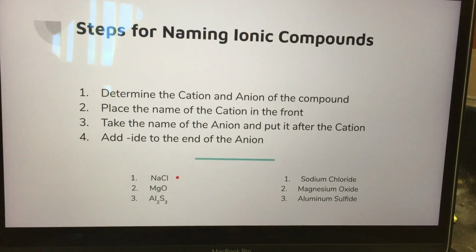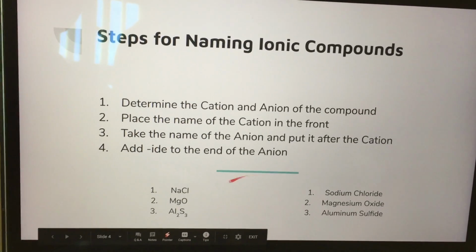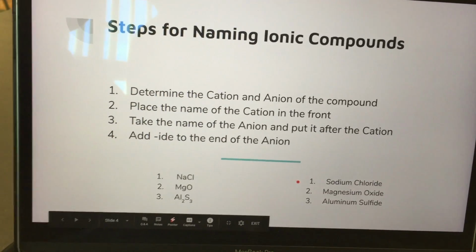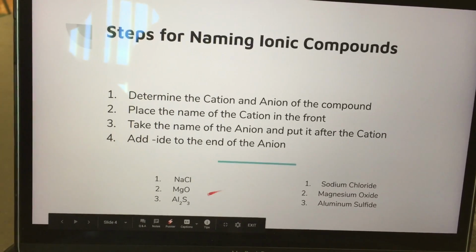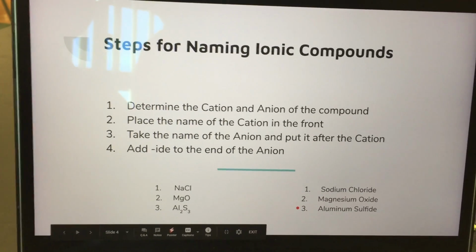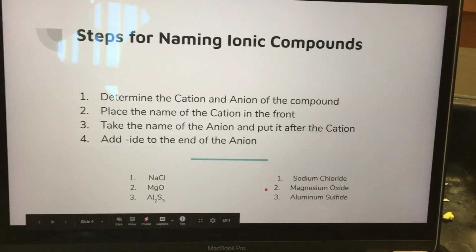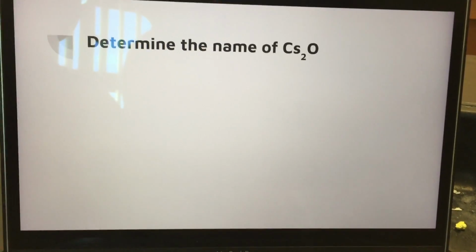First, there's NaCl, which will be sodium chloride, MgO, magnesium oxide, Al2S3, aluminum sulfide. As you can see, the amount of each element does not change the name of the compound itself. Here's one you can try for yourself.